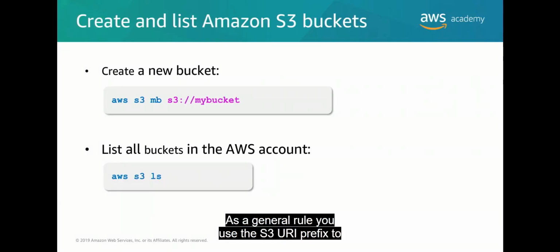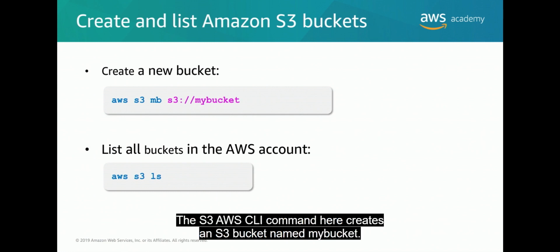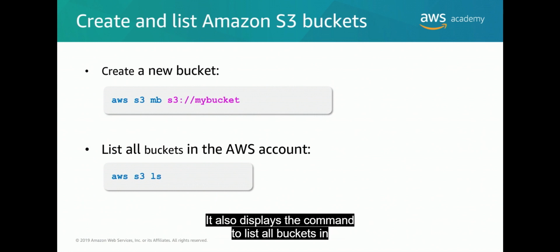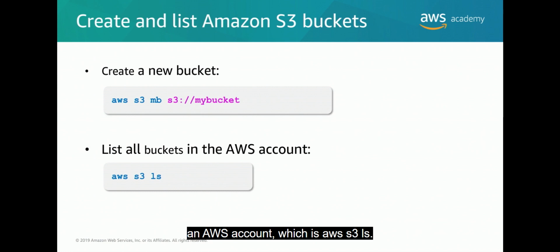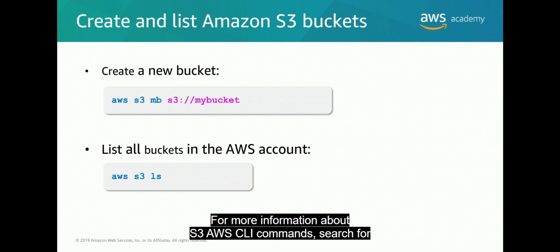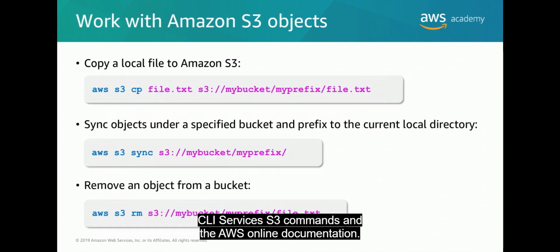As a general rule, you use the S3 URI prefix to address an object in a bucket in a command. The S3 AWS CLI command here creates an S3 bucket named myBucket. It also displays the command to list all buckets in an AWS account, which is aws s3 ls. For more information about S3 AWS CLI commands, search for CLI services, S3 commands, and the AWS online documentation.